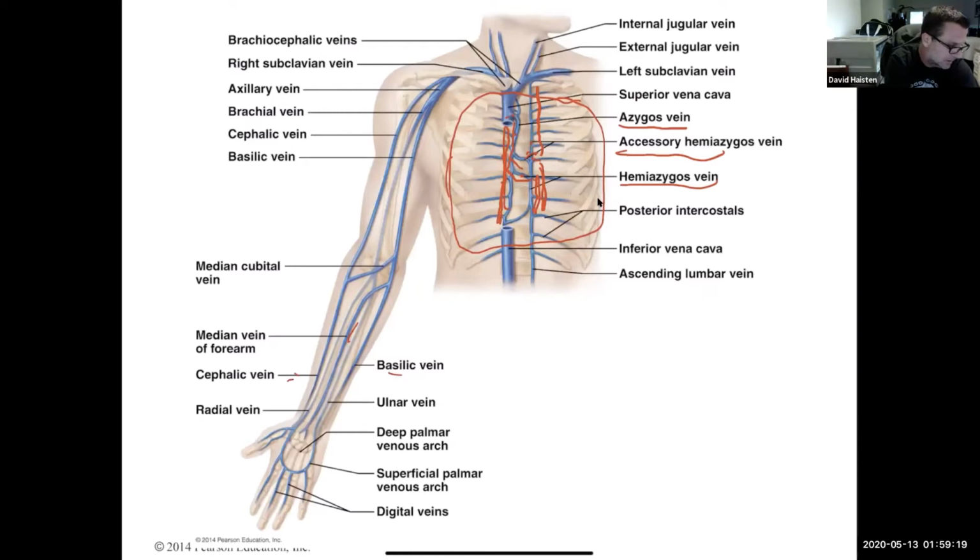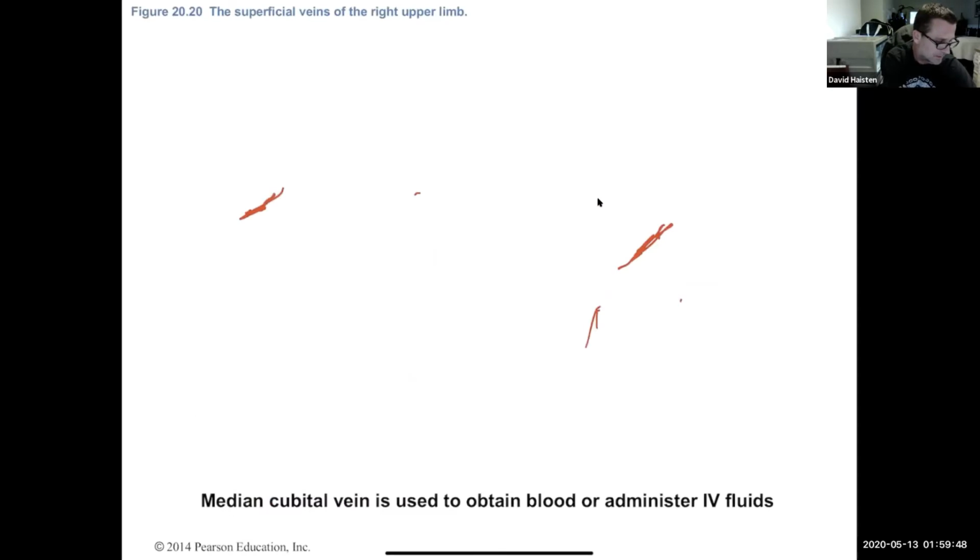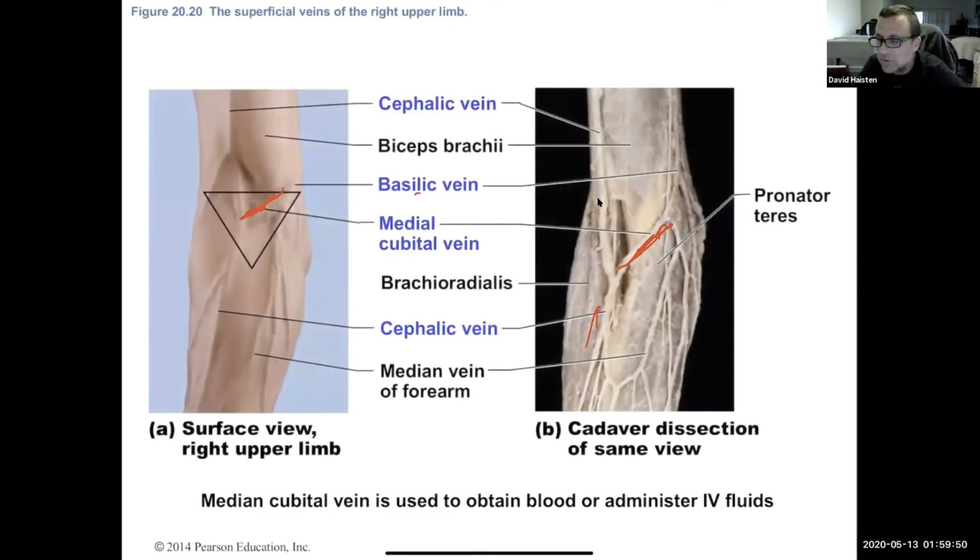So the cephalic and the basilic veins, they're kind of bringing blood in from your dorsal venous plexus on the back of your hand. They're bringing blood back, but then they wrap around to the anterior forearm and head up the anterior humerus, and they're superficial. So they form anastomoses a lot. You have the median cubital vein, which is a good spot to do blood or IV fluids. But a lot of these veins are a good spot to draw from.